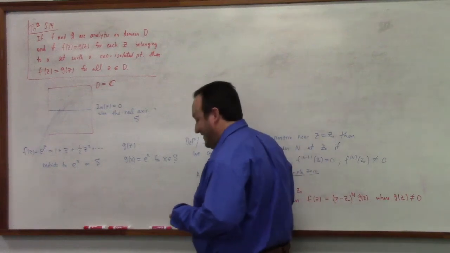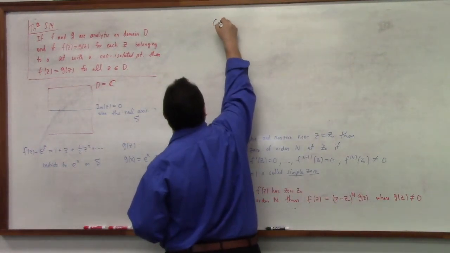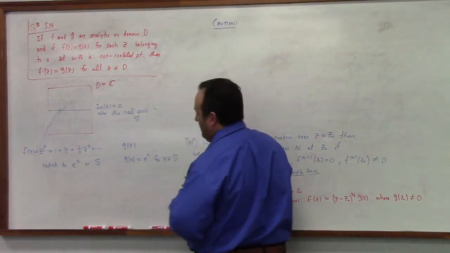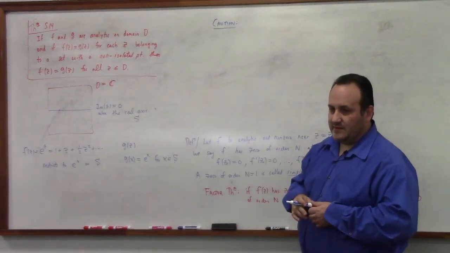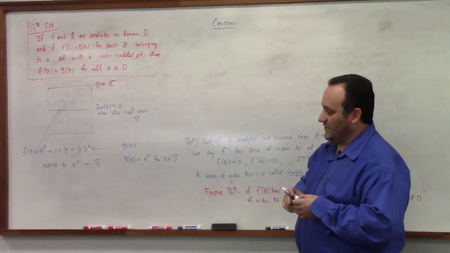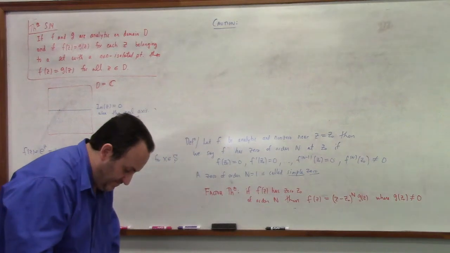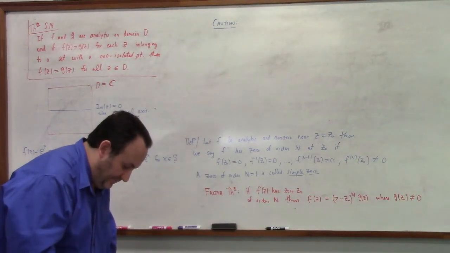Then here's the problem. Caution. This is the thinking that people like Euler came to understand. This is called the principle of permanence.